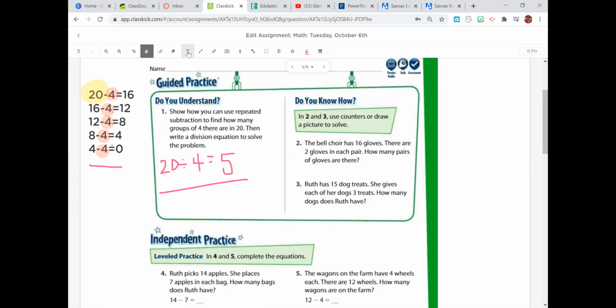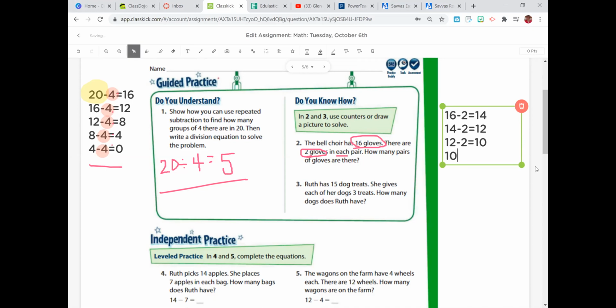Same thing. I'm going to start with 16. Actually, let me circle my important numbers. 16 and 2, and my key word here is each. All right, so I have 16, and I'm going to take away 2. That equals 14. Starting with 14, take away 2. That equals 12. Starting with 12, take away 2. That equals 10.